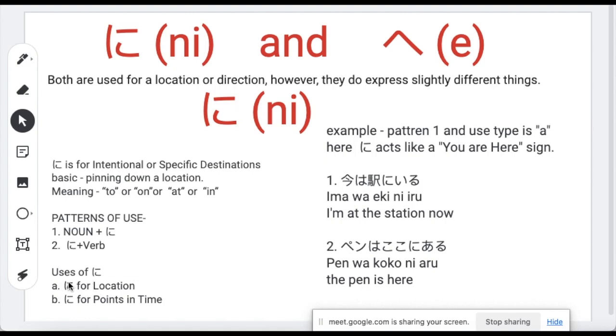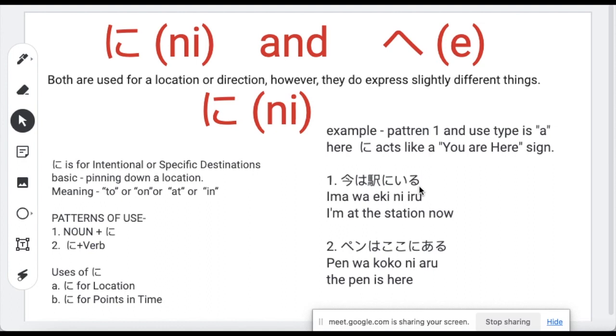With the use of ni for the location, we are using the simple pattern, noun plus ni, like this one, ima wa eki ni iru, and this completely points to the sign that you are here. तुम्हाला सांगायचं आहे की मी इथे आहे, मी तिथे आहे, ही वस्तू इथे आहे. That completely directs to the you-are-here sign. This is the example with the first pattern, using ni as a location. So you can see ima wa eki ni iru, I am at the station now.